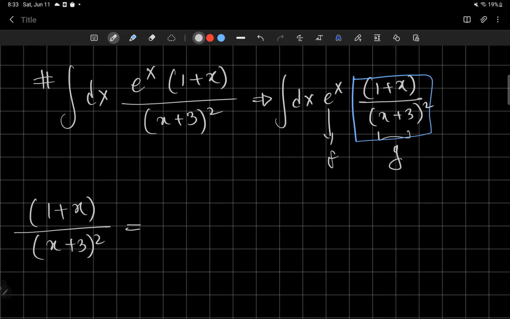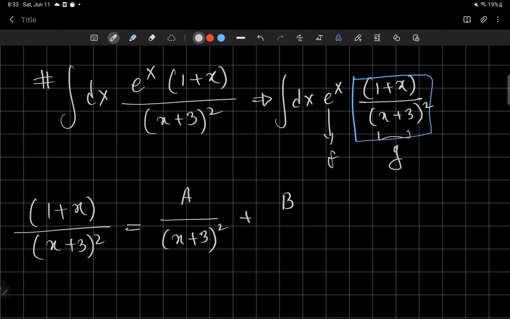So A by x plus 3, okay, whole squared, then plus b by x plus 3. No, sir, not bx. Oh, 3 is just what? A is just the first number.